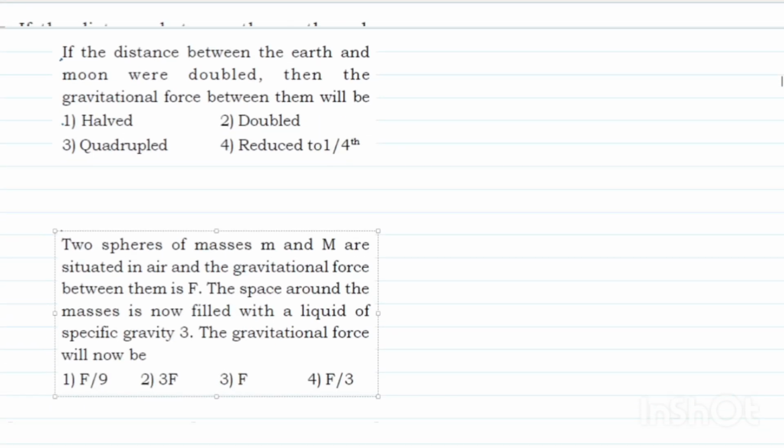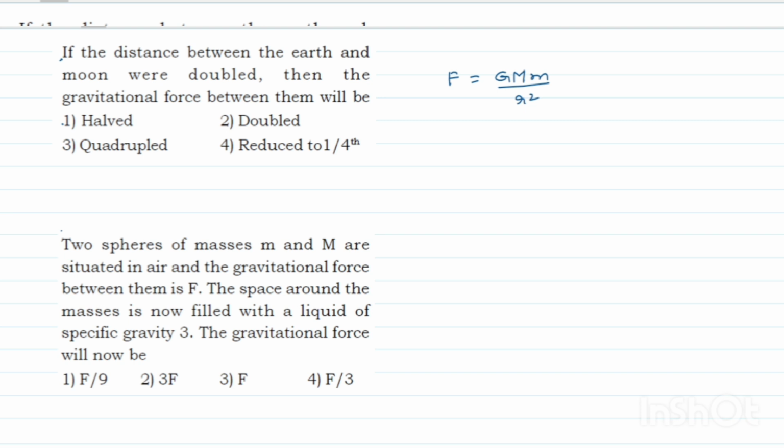Let us see the next question. If the distance between the Earth and Moon were doubled, then what will the gravitational force between them be, they are asking. Earth and Moon are given. The gravitational force of attraction between the Earth and Moon will be G, capital M is the mass of the Earth, small m is the mass of the Moon, divided by the distance of separation r square initially.